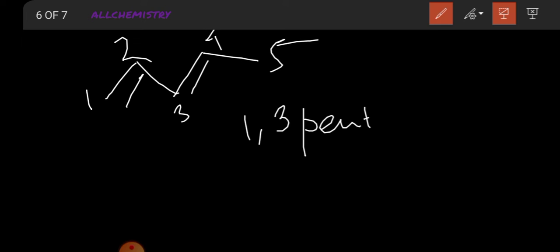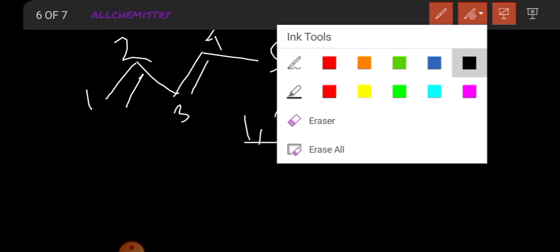In more detail, I would like to talk about conjugation. Suppose there is a conjugation, for example 1,3-pentadiene. Now for this, how do we draw the MO?